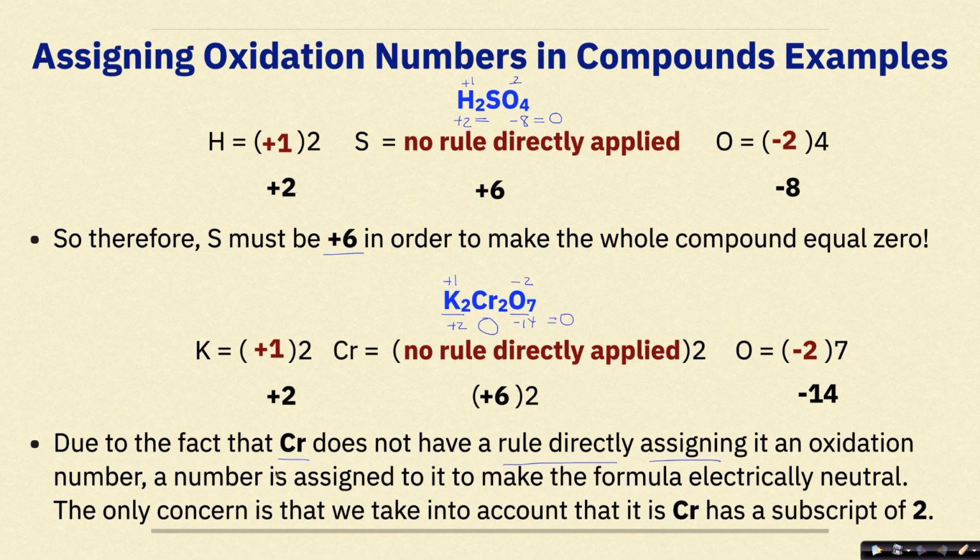Due to the fact that chromium does not have a rule directly assigning it an oxidation number, a number is assigned to it to make the formula electrically neutral. The only concern is that we have to take into account that chromium has a subscript of 2. So you can't just say, oh, it's plus 12. That'd be ridiculous. But we can say plus 6 times 2 gives us plus 12.